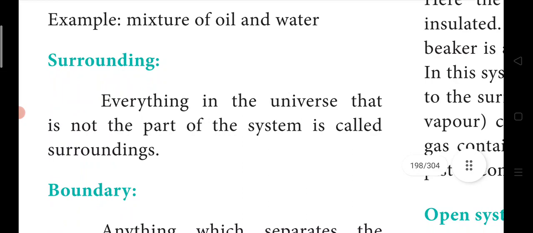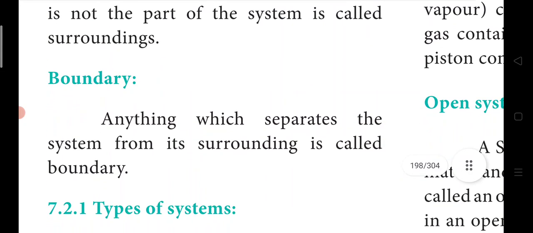Next is surrounding. Everything in the universe that is not a part of the system, we call it a surrounding. So apart from the system, everything else is surroundings. What is the boundary? That which separates the system and surrounding is the boundary. For example, what separates us from our surroundings? That is the walls of the house. The walls around our house separate us from the environment. So that will be the boundary.